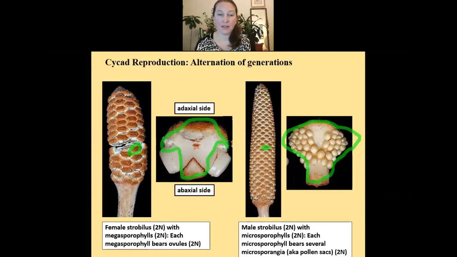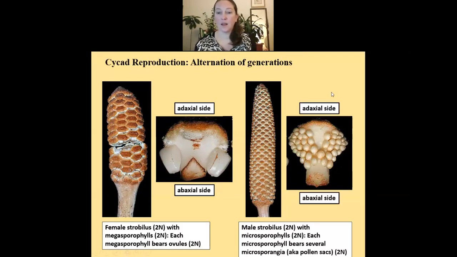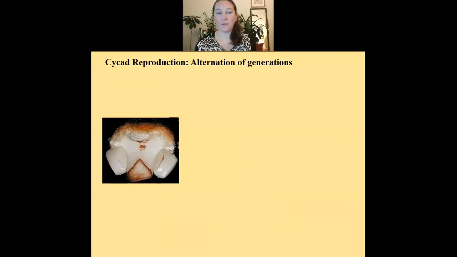And on this leaf, we have two ovules, because that leaf is on a strobilus on a female plant. And on this leaf, we have so many microsporangia, aka pollen sacs. This is a strobilus from a male plant, right? Okay. So first let's talk about the ovule.